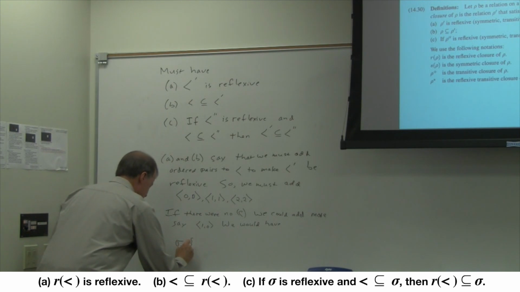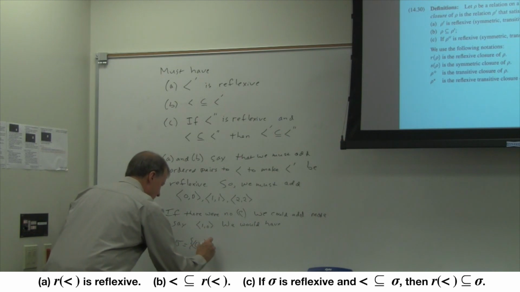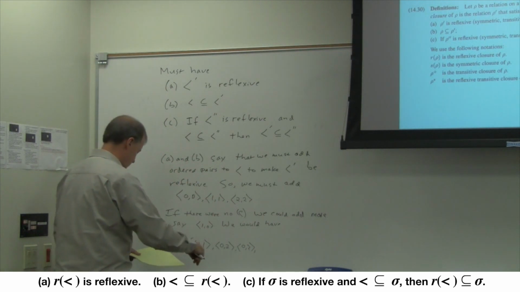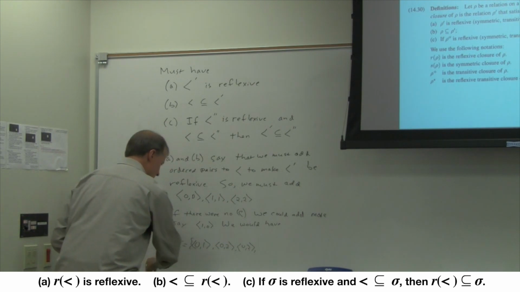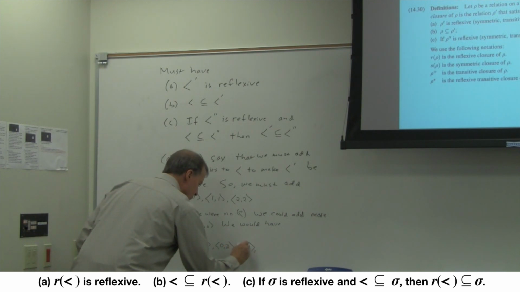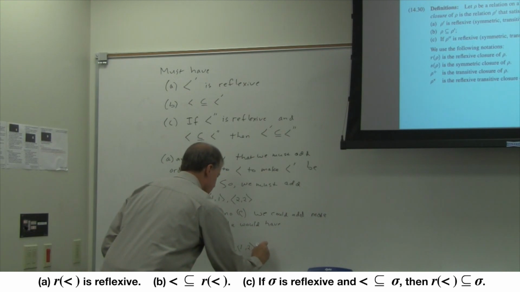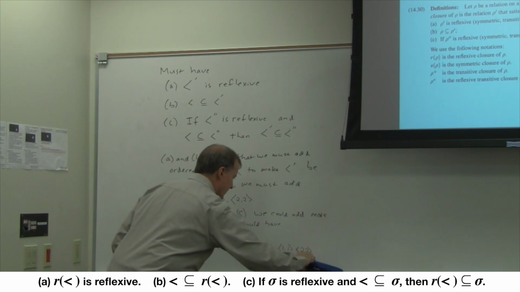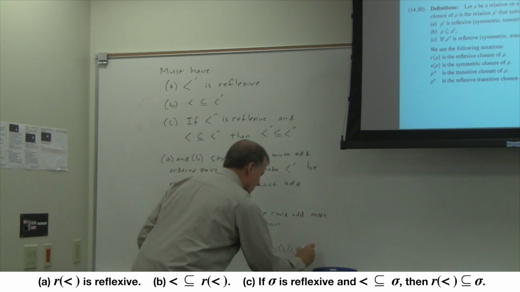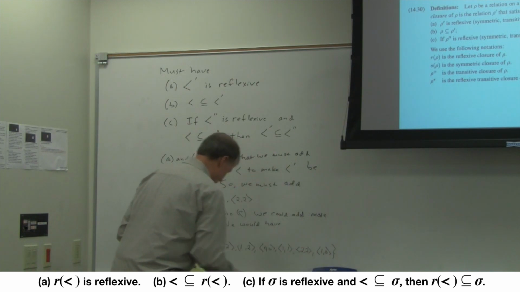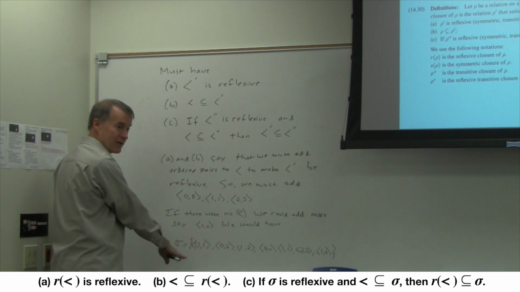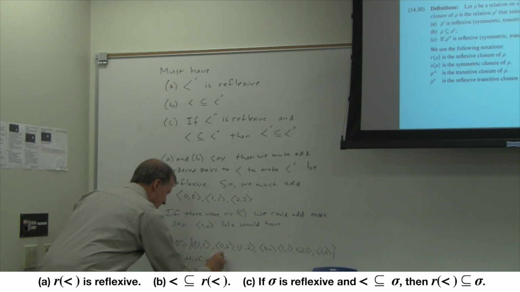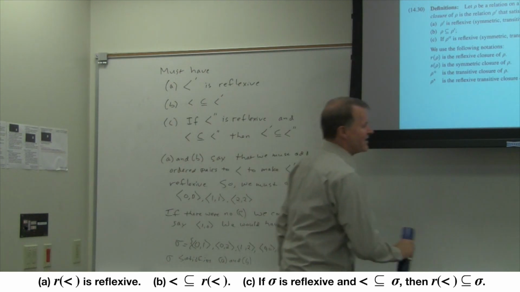Sigma would be the set of ordered pairs, the original ones, 0, 1, 0, 2, 1, 2. And then these three that we add, 0, 0, 1, 1, and 2, 2. And then this extra one, 1, 0. Let's just define this, 1, 0. Now, do you see this satisfies A and B, right? So sigma satisfies A and B. But what about C?